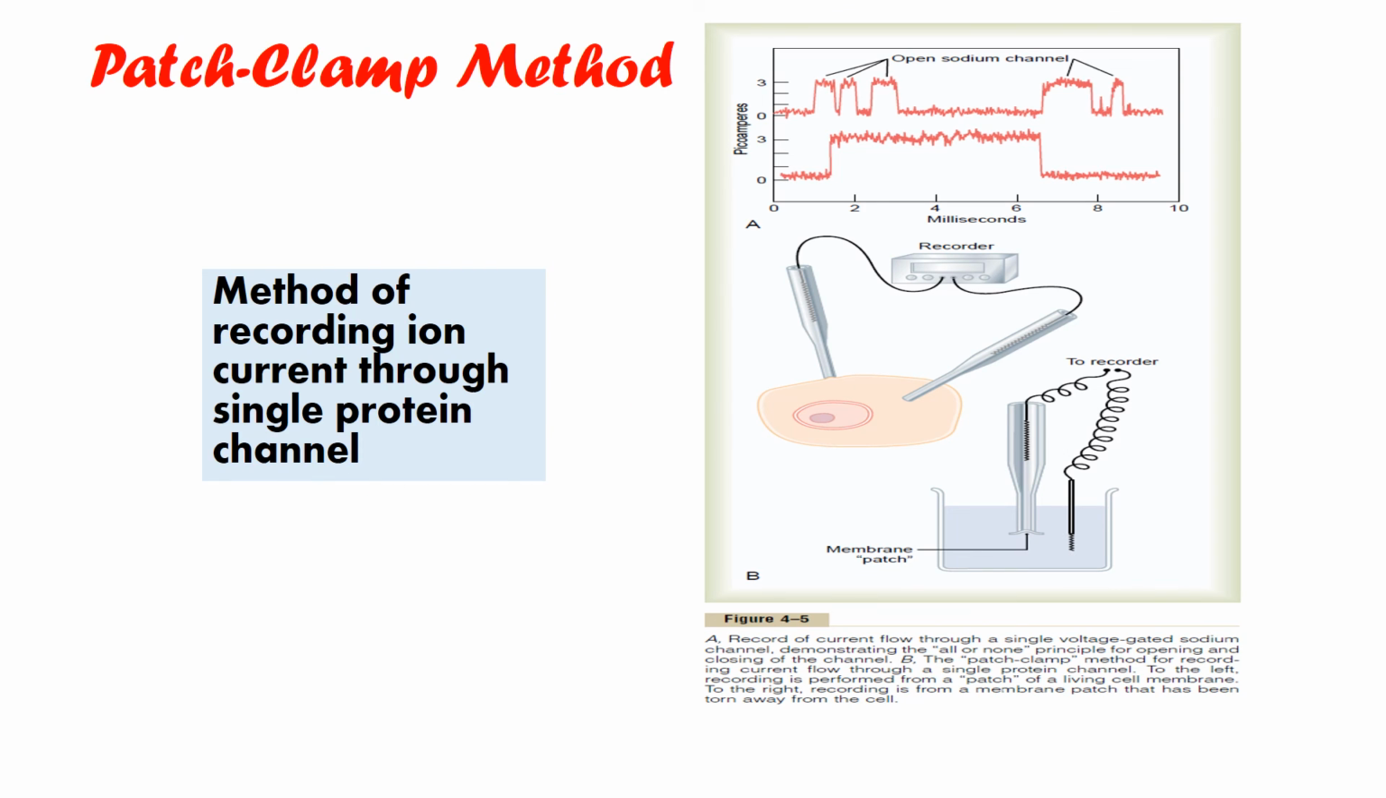The patch clamp method helps to record the ionic current flowing through a single ion channel. So it is very important to study the characteristics of an ion channel. Here in this image taken from Guyton, you can see in the lower part, that is part B, a cell that has been attached to a micropipette that has a tip of 1 to 2 micrometer, and this causes the formation of a patch from the cell, and the ionic activity within that patch, which usually represents the activity of a single ion channel, is recorded.